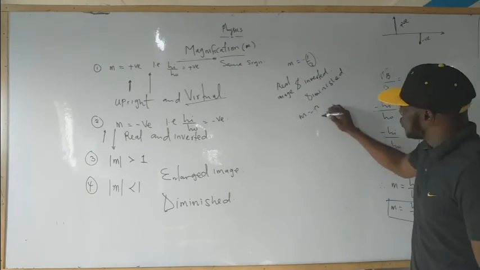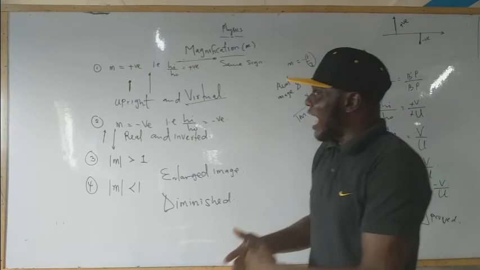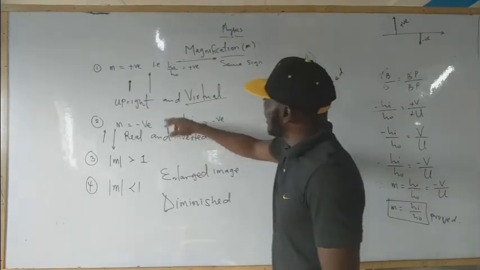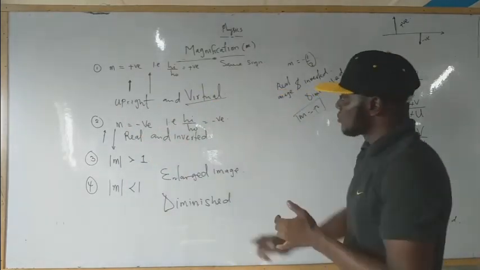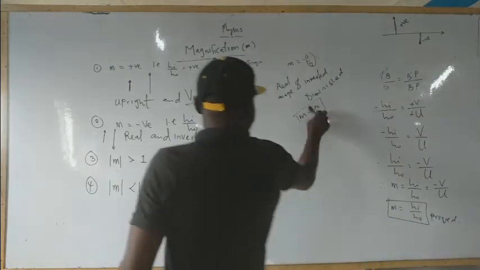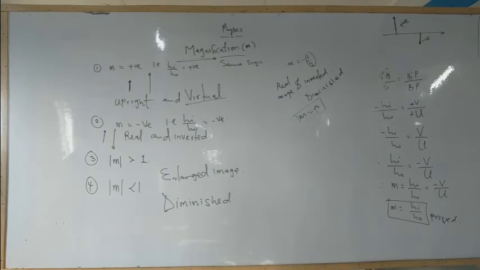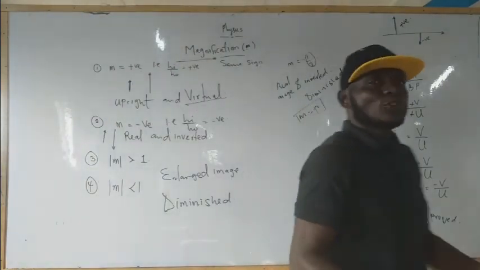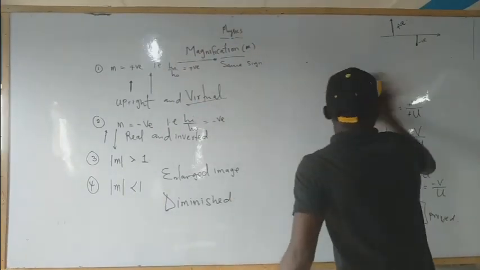That is plus 2. If our magnification is plus 2, what can we deduce from here? We can deduce that the image formed is upright, virtual, and look at the magnitude. The magnitude of the magnification is greater than 1. What would that be? That is enlarged. An enlarged image will be formed. Okay? So let's look at this question.